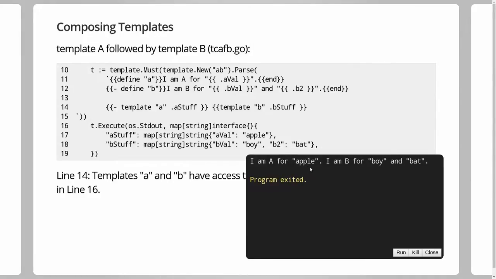I'm A for Apple. Why? Because A stuff is Apple for A value, and A value is there. And B stuff is actually, that's B stuff over there, B value boy and B2 bad. So that's how you use templates.